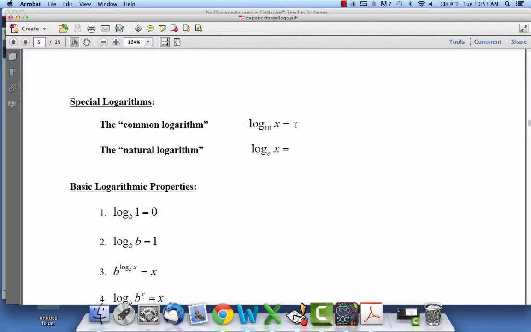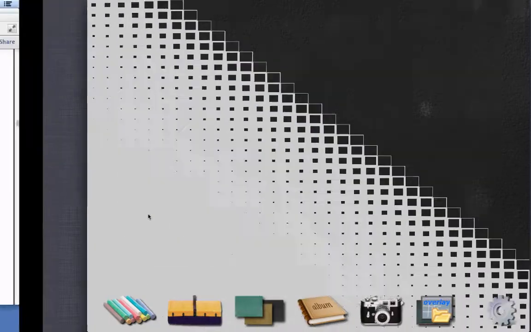Okay, so this one has a name because we have 10 fingers, so our number system is base 10. This one has a name because it shows up everywhere in nature. So the common log is just log like that in your calculator. Log base e, natural log, is ln. Okay.